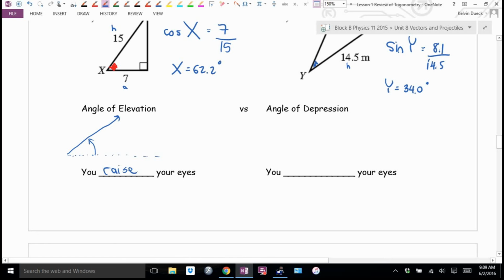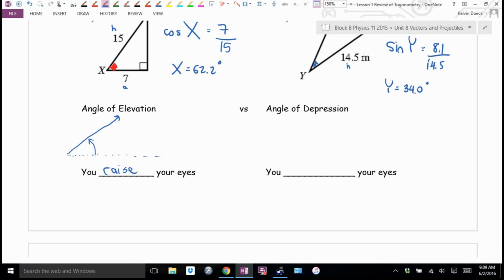For those of you on YouTube, my projector is on its last legs, but I'm keeping it alive. If a question asks you to find the angle of elevation, when you draw your picture, you're looking for the one that goes from the horizon upwards. I can't say from the ground up because you might be standing on a cliff, but probably from the ground up. Then there's angle of depression.